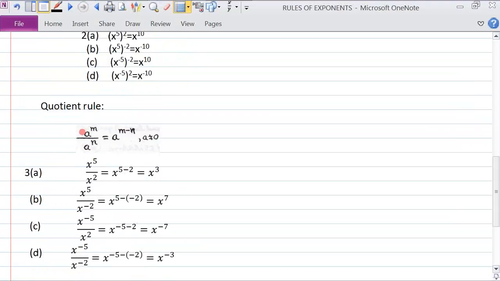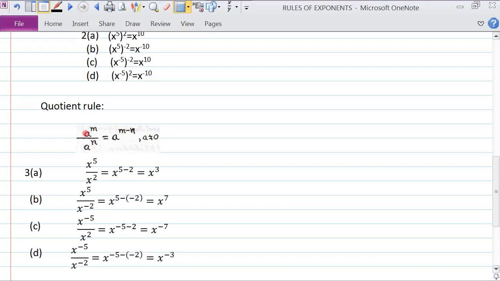Now here we see the quotient rule. A to the m divided by a to the n gives me a to the m minus n. When I bring this from the denominator to the numerator, I change the sign. And the proviso is that a does not equal 0. So here I have x to the 5 over x to the 2. I bring the x to the 2 up, and I get minus 2. 5 minus 2 equals x cubed.